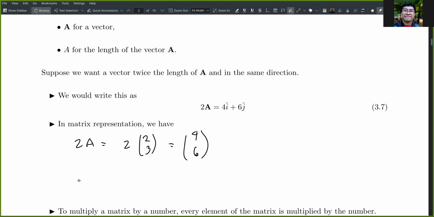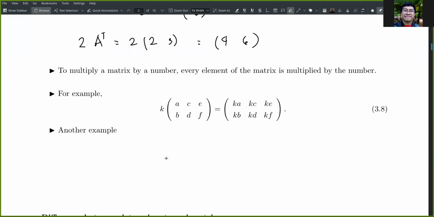Okay, or if you want to take the twice of transpose of A, that would be 2 times 2, 3, so that's 2 times 2 is 4, 2 times 3 is 6. Okay, so just like here in this vector, you have 4, 6 column vector, 4, 6 row vector, the transpose of 2A. To multiply a matrix by a number, it means that every element of the matrix is multiplied by that number. So for example, here you have k multiplied by this matrix becomes ka, kc, ke, kb, kd, kf.